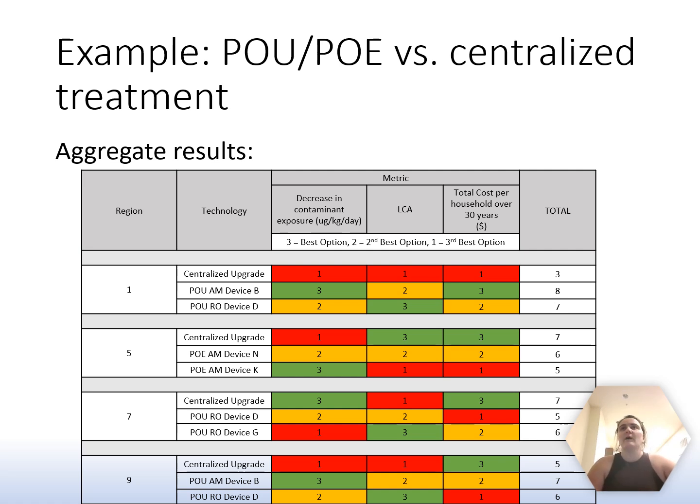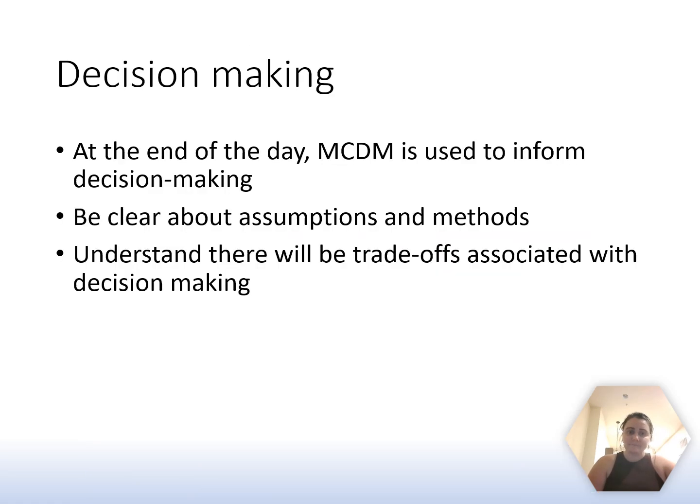And the decision-making process, a lot of it is recommendations coming from engineers to clients many times, but a lot of it can also be a conversation with a client. So at the end of the day, your multi-criteria decision making is used to inform those decisions, right? We need to be clear about our assumptions and our methods, and we need to understand, and this is critical, that there are trade-offs associated with decision making. You are not going to always get the perfect solution.